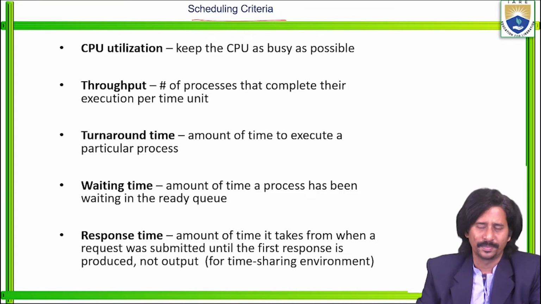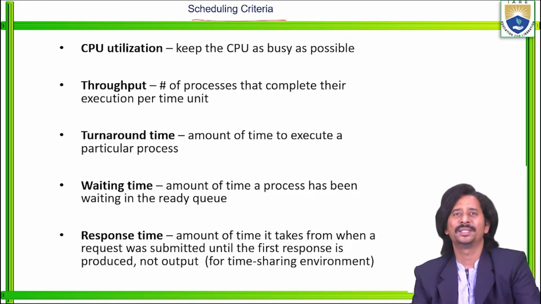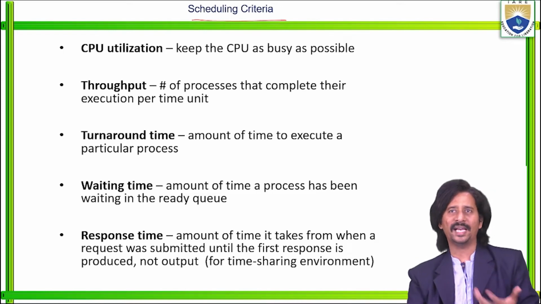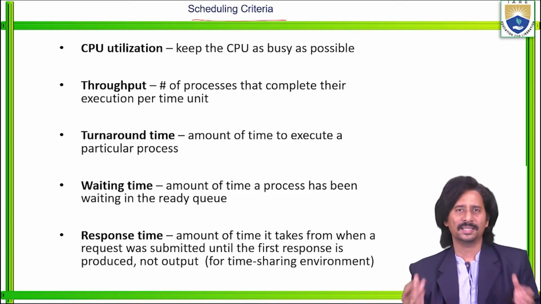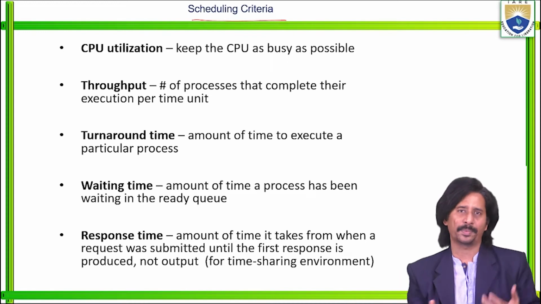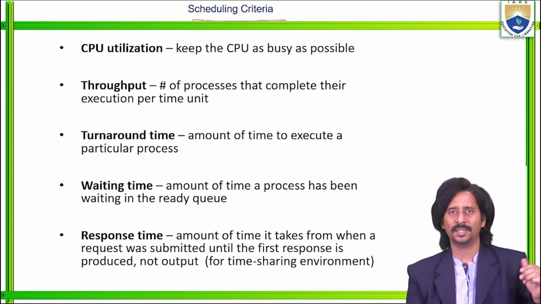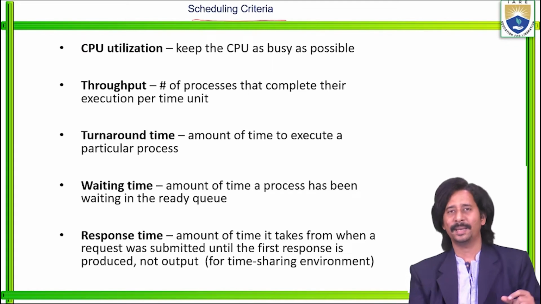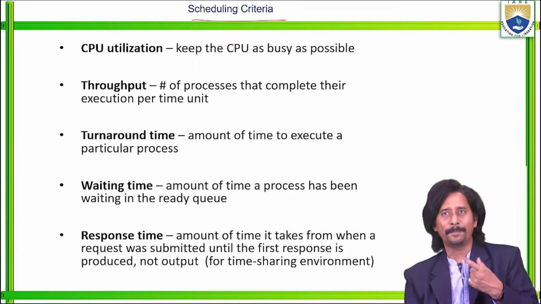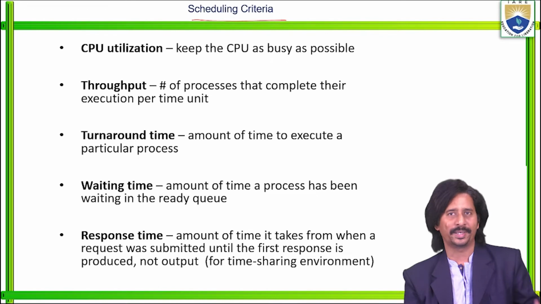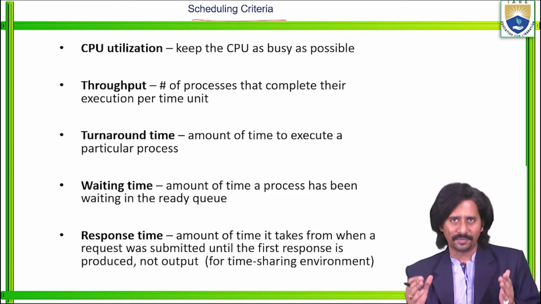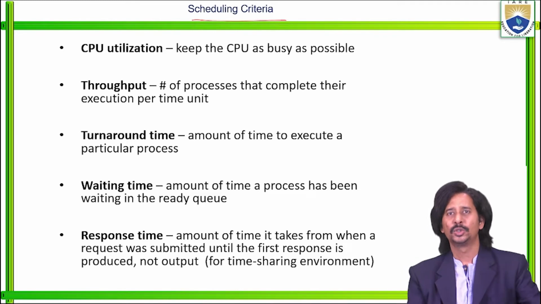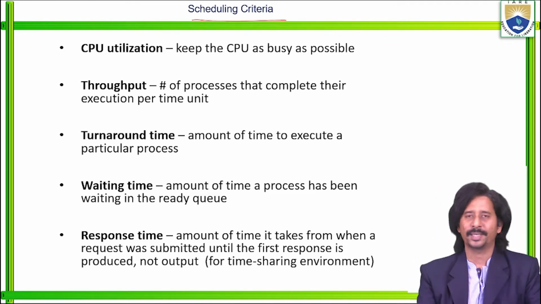What are those? First one is processor utilization, CPU utilization. That means keep the processor as busy as possible. That means always the processor needs to execute any one of the process, either that is the background process or that is the foreground process. Then throughput. Throughput in the sense number of processes which complete their execution per unit time. Right? So the total number of jobs executed per unit time by the processor. That is the throughput.